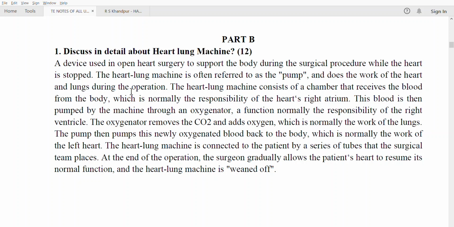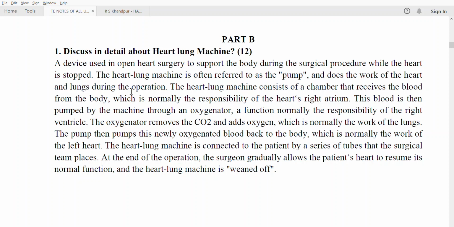Why is it called a heart lung machine? Because the oxygenator does the function of the lungs, while the pump does the function of the heart. The series of tubes is removed by the surgical team at the end of the operation. The surgeon gradually allows the patient's heart to resume its function and the heart lung machine is removed.